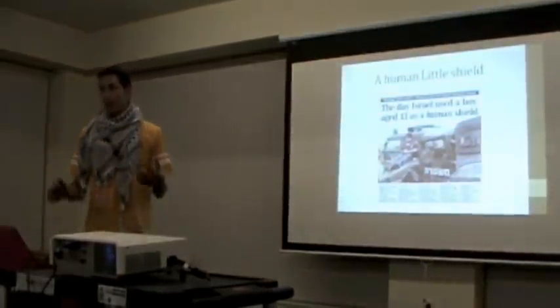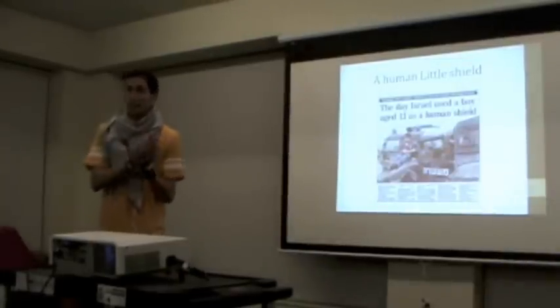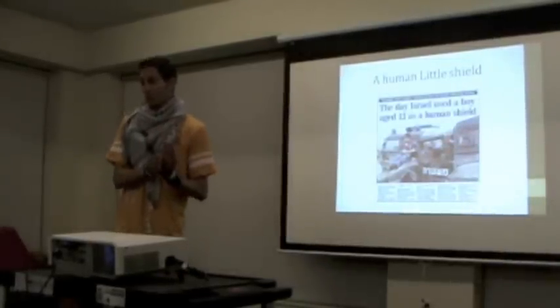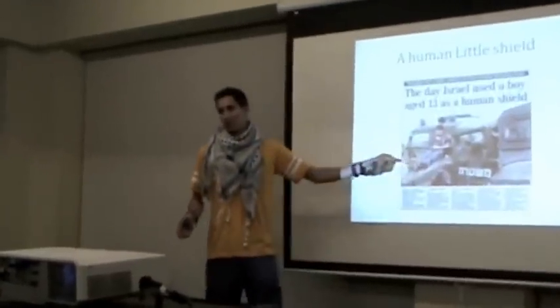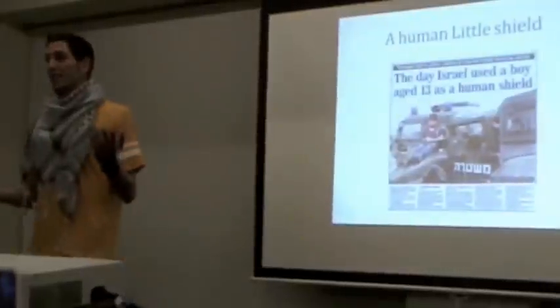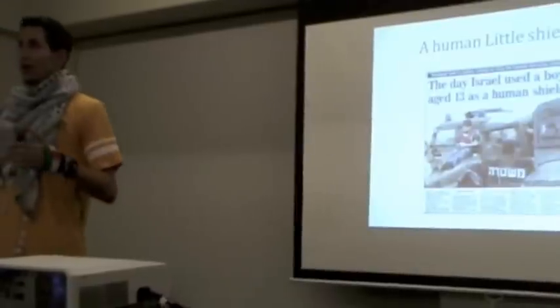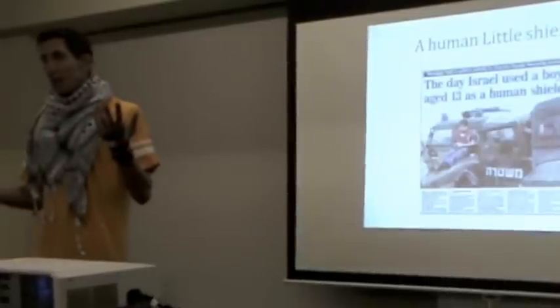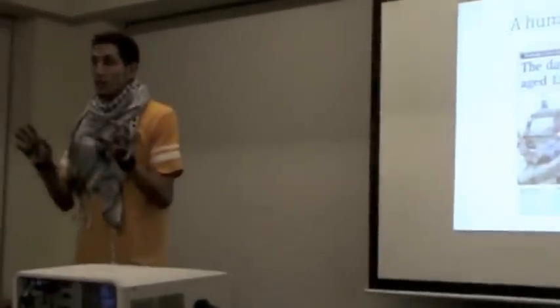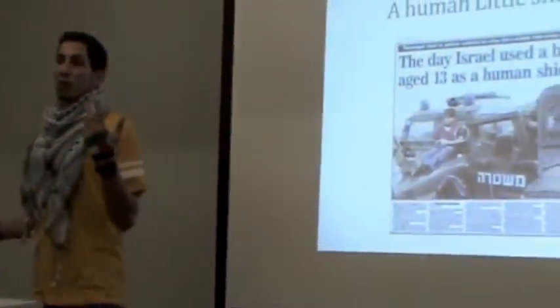And the day when a little kid was used as a shield. Those soldiers used this little boy as a shield to protect them from what? Do you think that there are rebels in the West Bank? No, there are no rebels in the West Bank. They're just some little kids throwing stones, and those soldiers have the most advanced weapons.